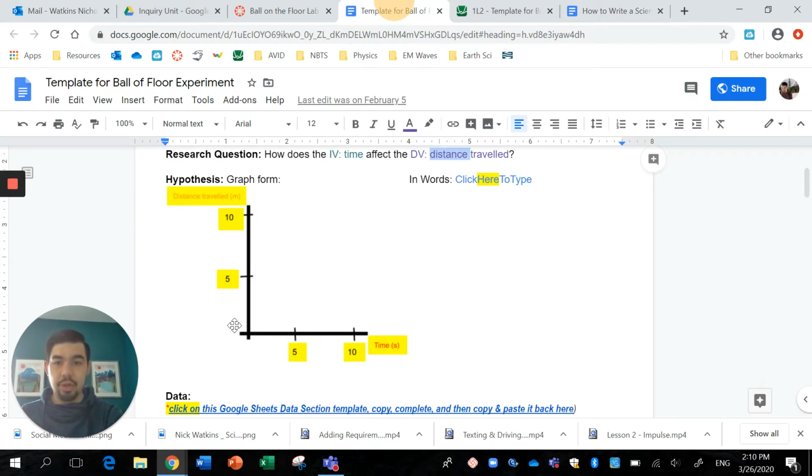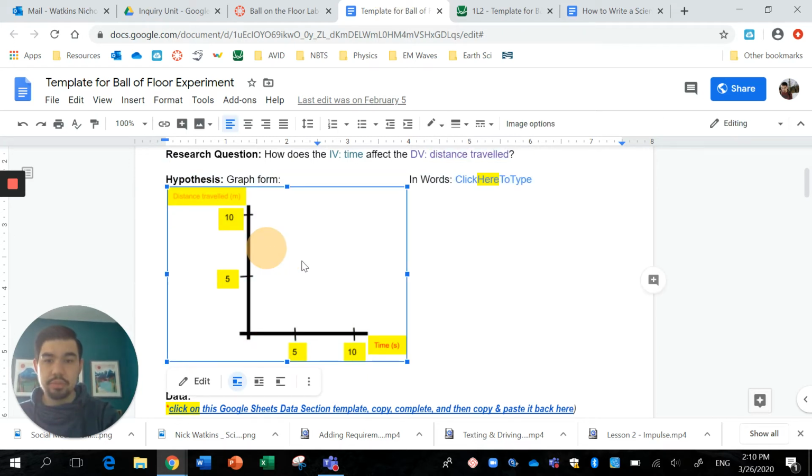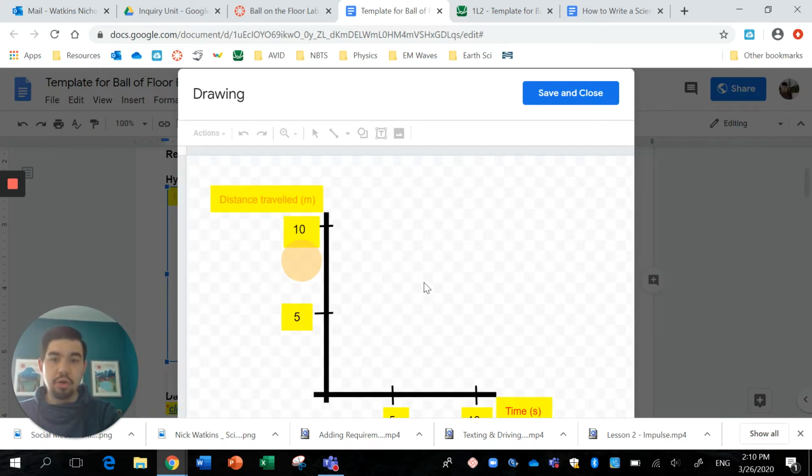So in our hypothesis, we are drawing out what we think the pattern will look like. If you're in Google Docs, all you need to do to draw it out is double click on the image. It will open up as a drawing. We can just click on our line and sketch it out here.